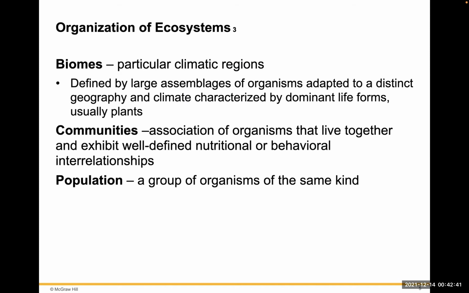The organization of it is in biomes, which are particular climatic regions. So everything has a specific climate. It's defined by large assemblies of organisms adapted to distinguished geography and climate, characterized by dominant life forms, usually plants. Communities are associations of organisms that live together and exhibit well-defined nutritional and behavioral interrelationships. And the definition of population is a group of organisms of the same kind.